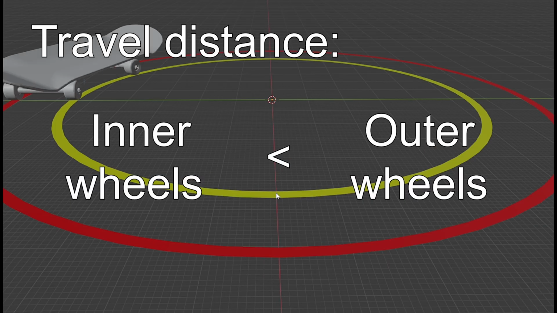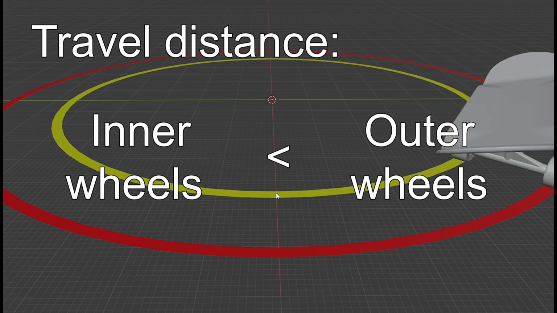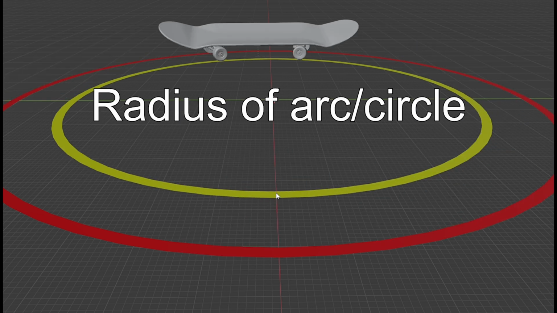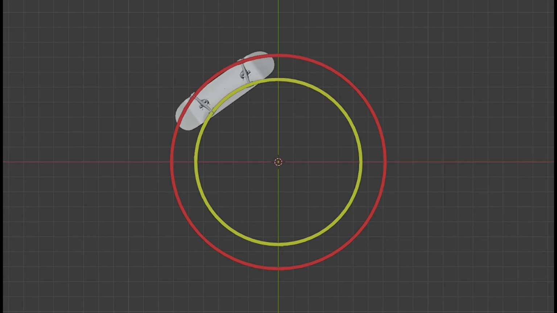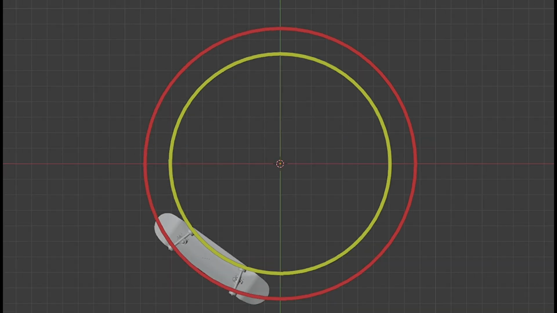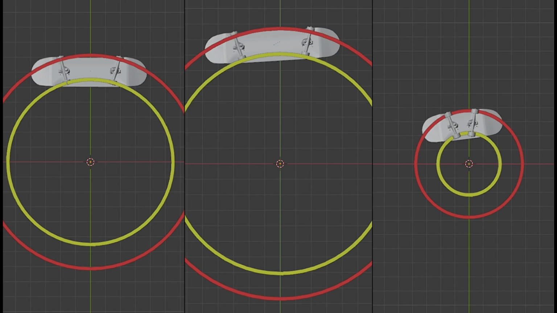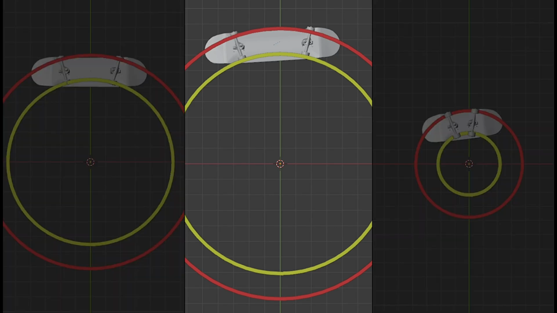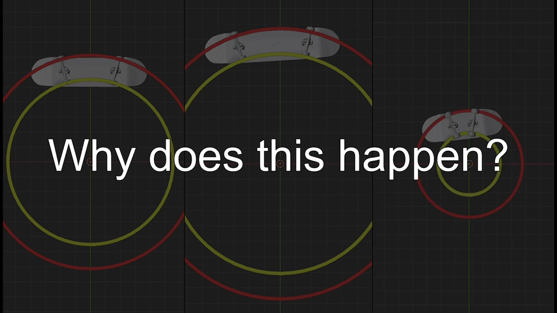In other words, within the same duration of time, outer wheels move farther in comparison with inner wheels, hence a turn. The radius of this arc slash circle determines the steering angle. If the radius gets bigger, the steering angle correspondingly gets bigger, and vice versa. Let's take a look at them from this angle. It seems like a skateboard with a wider wheelbase forms a bigger circle, while a skateboard with a narrower wheelbase makes a smaller one. Let's see why this happens, and if the wheelbase has anything to do with this.